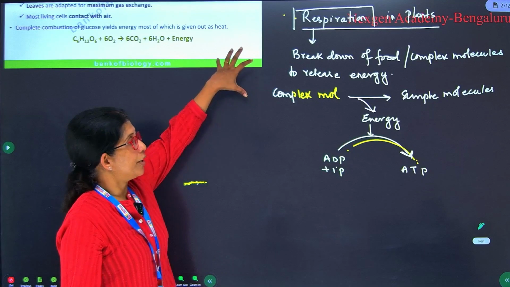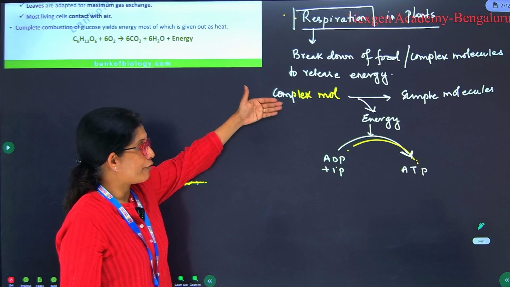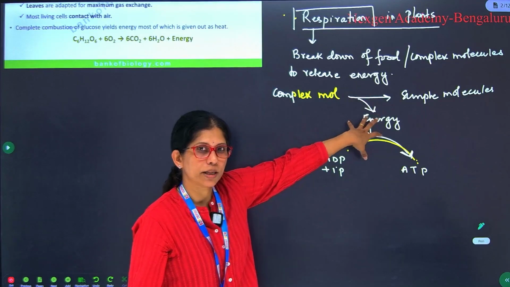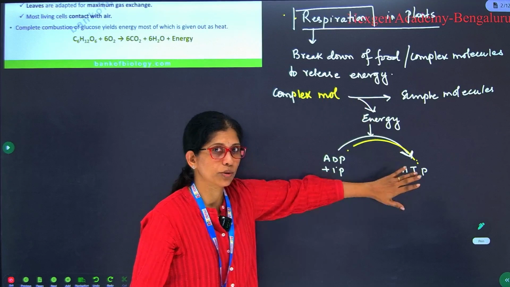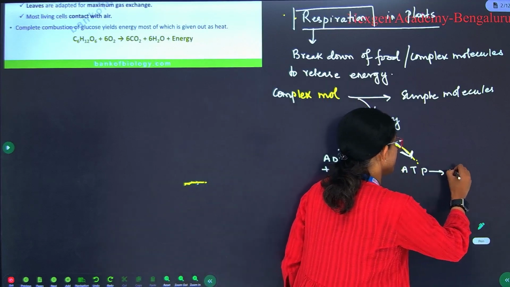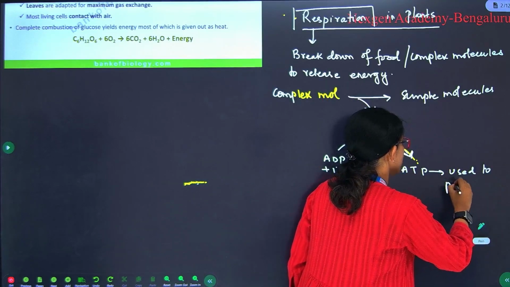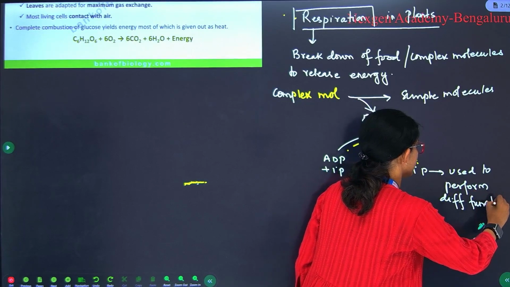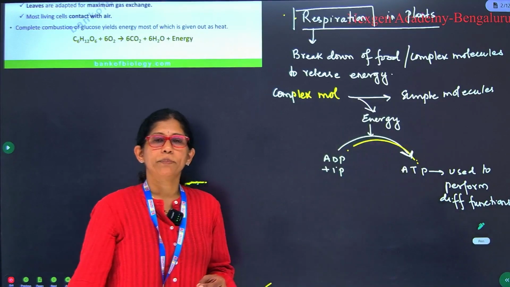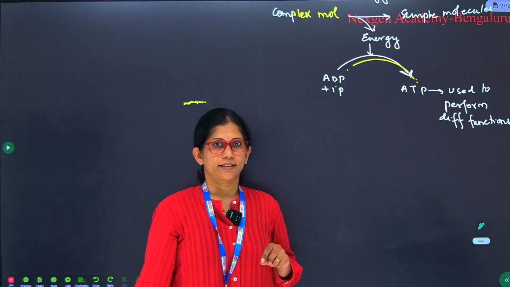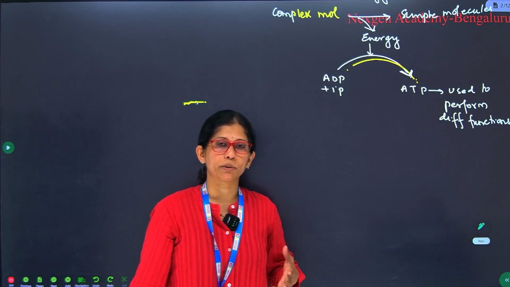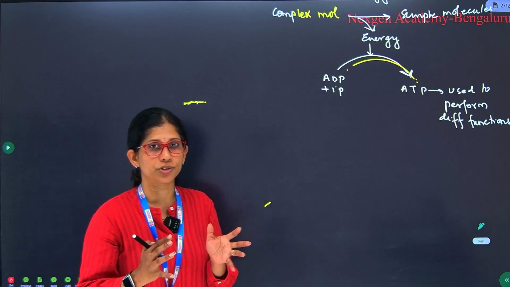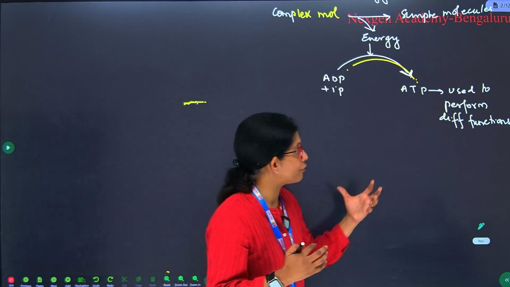Always remember, during respiration, the ATP formation is not a direct process. Whatever energy is released, the energy can be trapped and converted into ATP, right? And this ATP is used to perform different functions. As we know, ATP is called the energy currency of the cell. Whatever metabolic process, growth, reproduction, regeneration, everything requires energy, and this energy is given in the form of ATP.